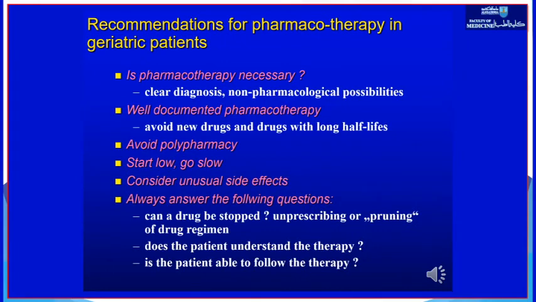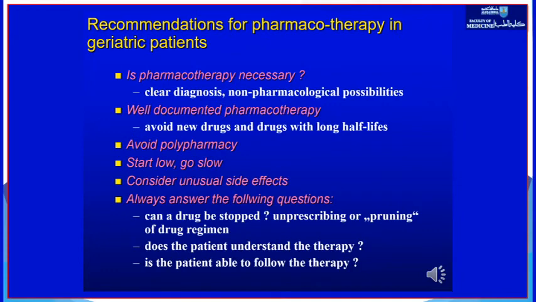So once more, the recommendations for pharmacotherapy in geriatric patients: we always ask ourselves, is pharmacotherapy necessary? There should be a clear diagnosis, and we always consider non-pharmacological possibilities. Well-documented pharmacotherapy, avoid new drugs and drugs with long half-lives. Avoid polypharmacy. Start low and go slow. We always start with the smallest dose of the drug in elderly patients, and we slowly increase. What do we mean by slowly? From 10 to 14 days.